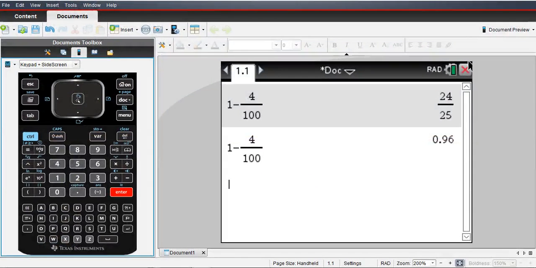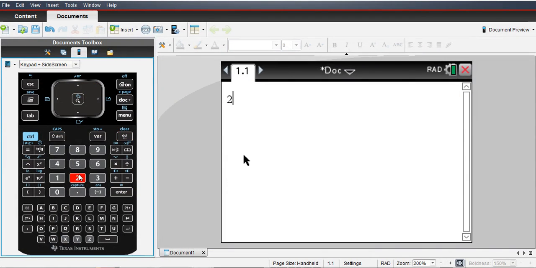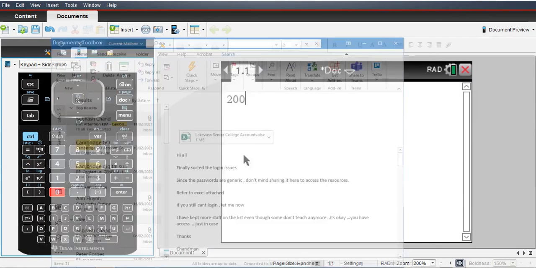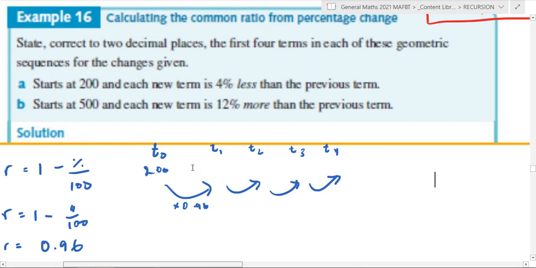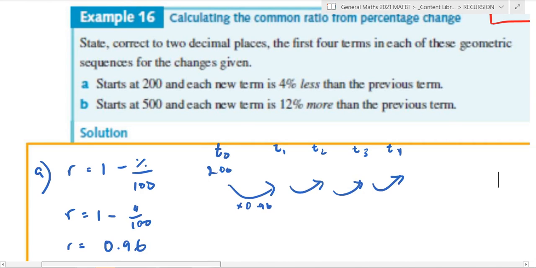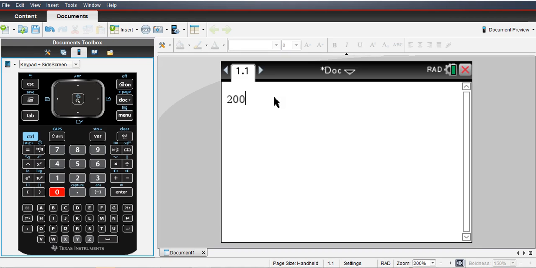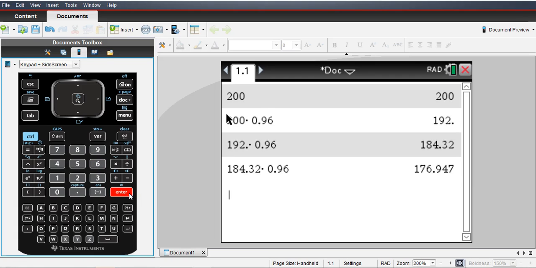Oops, I opened the wrong one. So let's go delete all of these ones. So the first term is, as we know, 200. Looking at my sequence here, yep, 200. Cool. So to get the next term, you're multiplying by 0.96. Remember, our common ratio is 0.96. So to do this, write down your starting term, press enter, and now you're going to multiply by 0.96. So if you keep pressing enter, there's term 1, term 2, term 3, term 4. So let's write all that down.